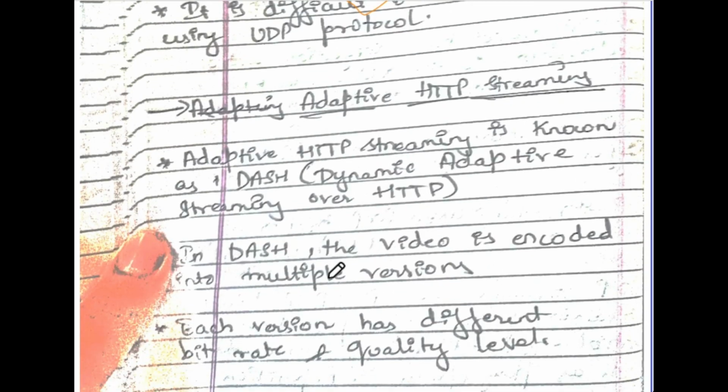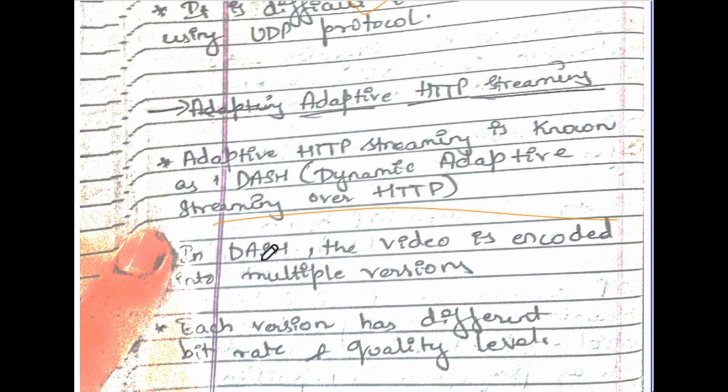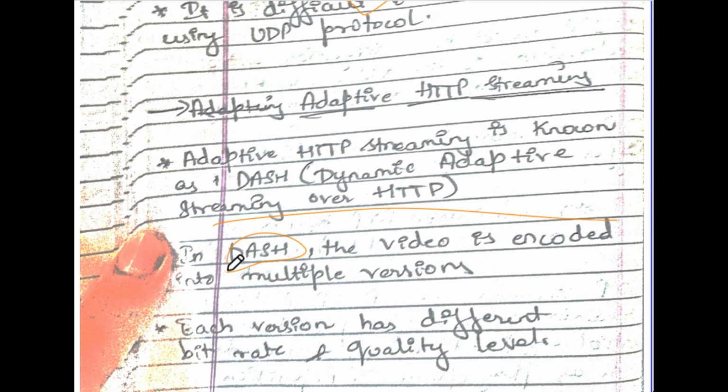Adaptive HTTP streaming. They can ask adaptive HTTP and DASH as two different questions. So in those cases, we can remove this first line and start from here. In place of DASH, we can add adaptive HTTP streaming. Adaptive HTTP streaming is also known as DASH, dynamic adaptive streaming over HTTP.